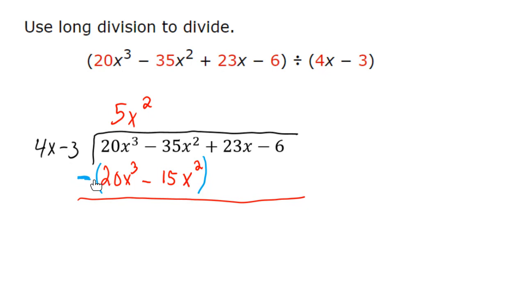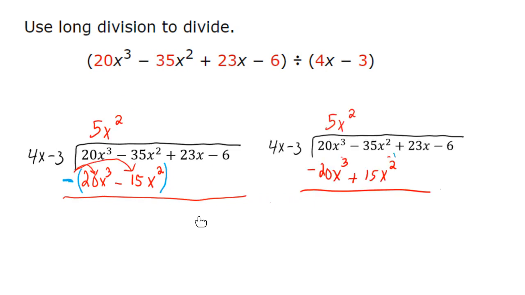And just like if we were doing regular division with two numbers, we're going to subtract whatever we get here. But notice that I put it in parentheses because we're subtracting the entire polynomial here. So once I distribute that negative, then I get negative 20x cubed plus 15x squared.